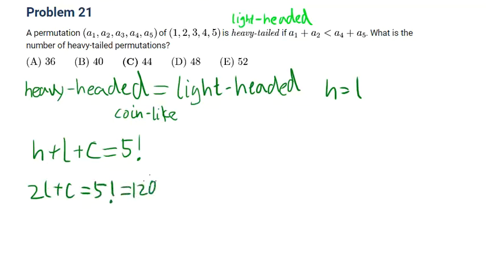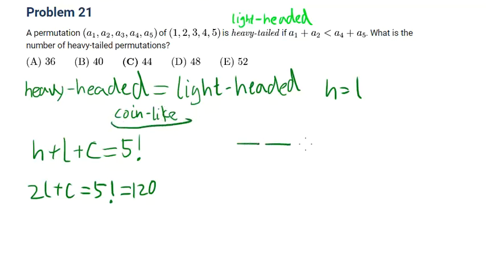Well, I'm just going to write X 120, okay? Now, what is C? So basically, we effectively turn probability into what is C. We want to know what is C. What is the number of coin-like permutations?